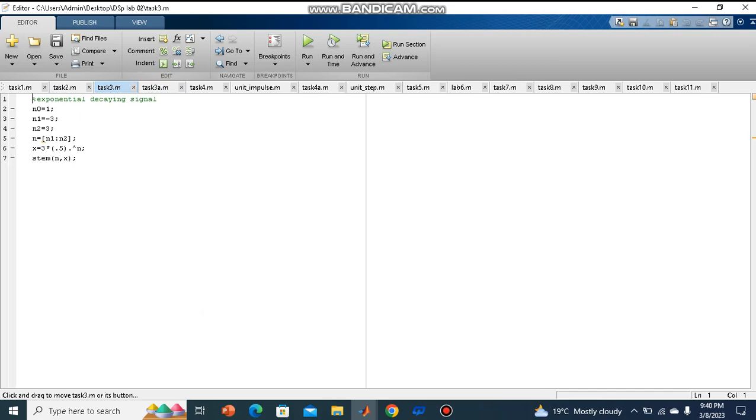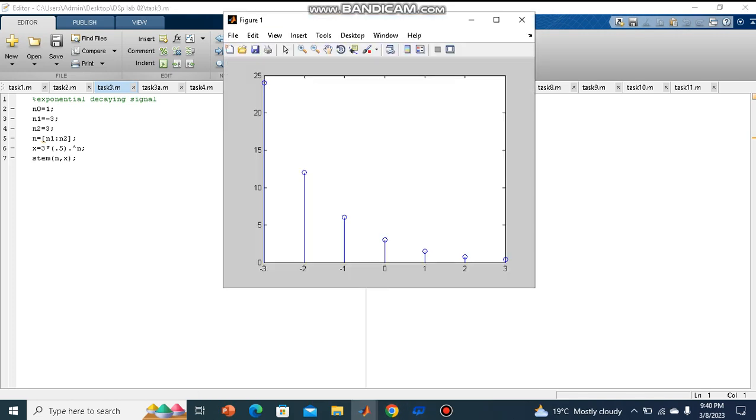Moving on toward the third task, which is an exponential decaying signal. In this task we have assigned values and given commands, and at the end we have given a stem nx. When we run this, we will get a decaying signal, which is a discrete signal. As we can see, the value was at 25, below 25, and then in between 10, 15, and then 5, and then 4, 3, 2, and so on. This is showing a decaying curve.